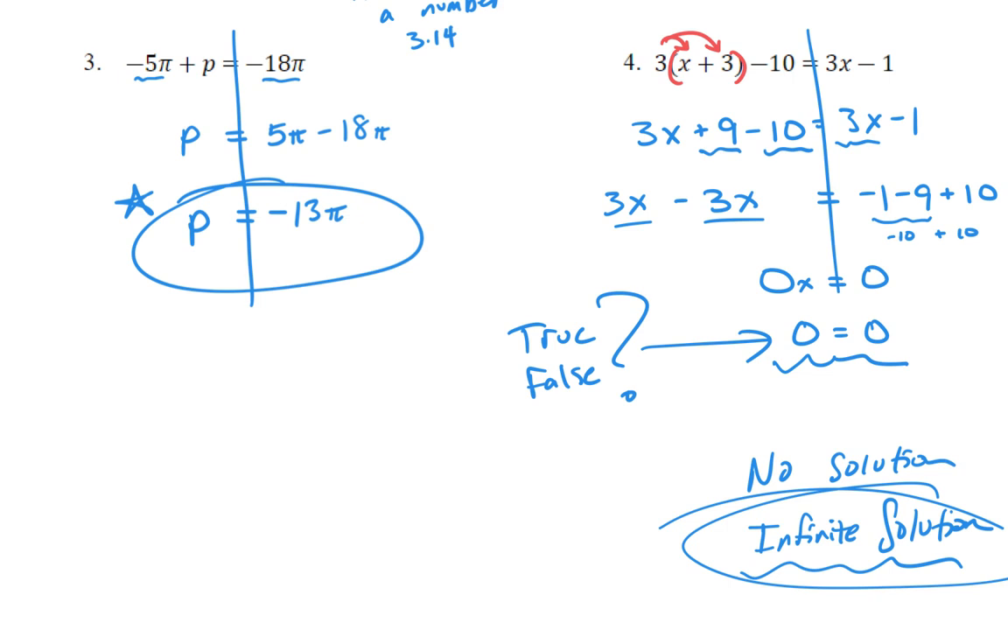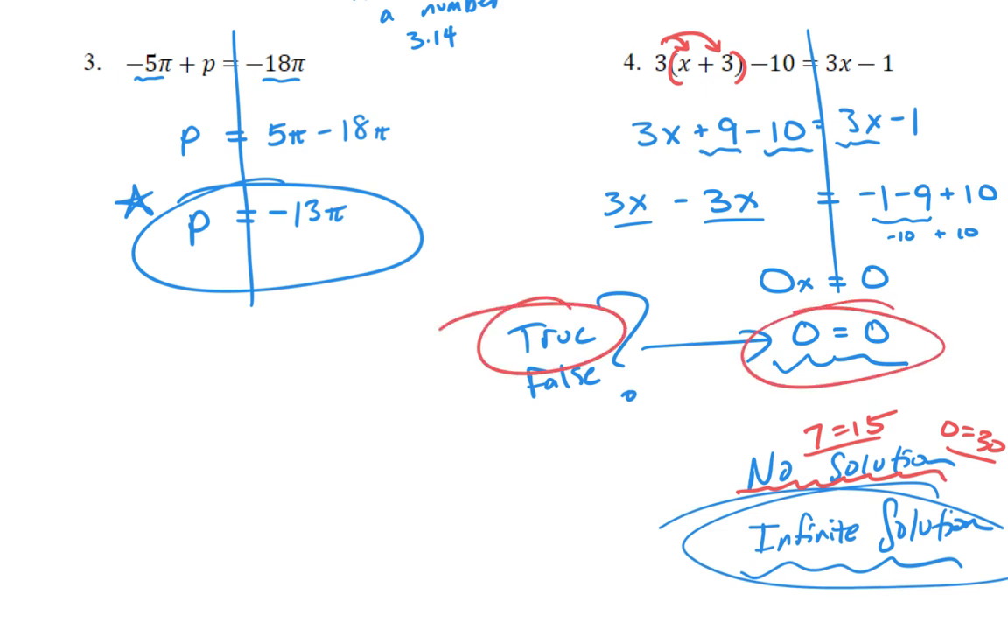If it said something like 7 equals 15 or 0 equals 30, those would be no solutions, okay? But since this gave us a true statement, that means it's going to be infinite solutions. All right, so those two were definitely more weird than some of the ones we did in class. But we'll make sure we do more practice like this before your quiz.